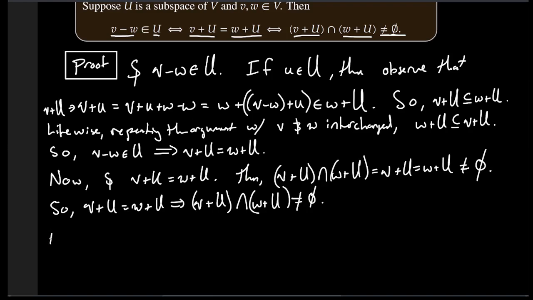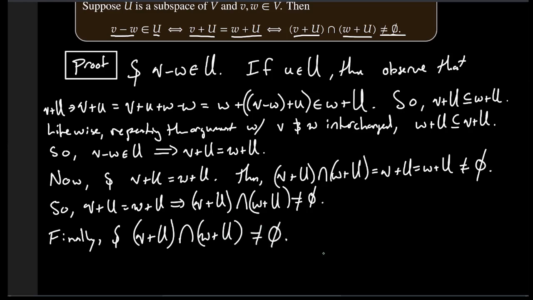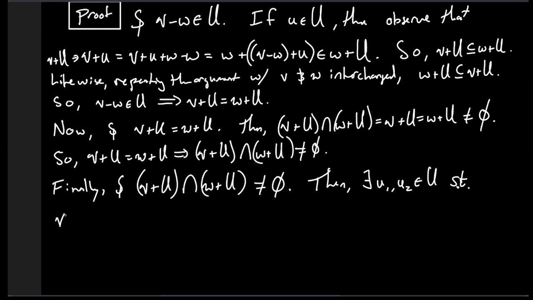All right. Finally, suppose that v plus u intersect w plus u is not the empty set. All right, if this happens, what can we do? Well, then there exists some u1 and u2 in u such that v plus u1 equals w plus u2, right?